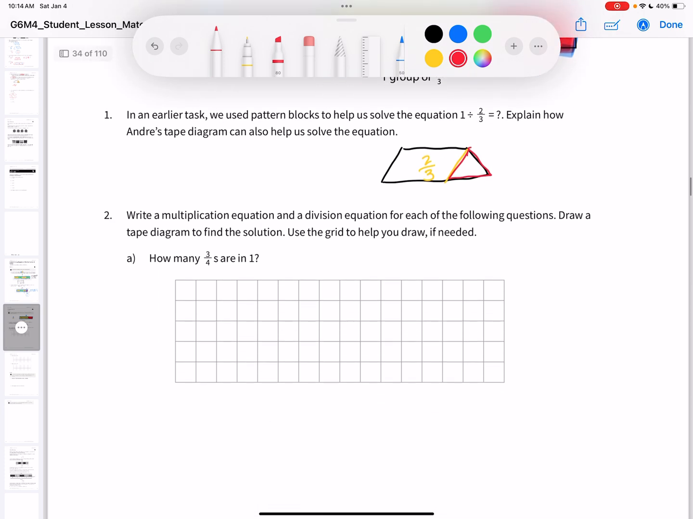All right, write a multiplication equation and a division equation. So both multiplication and division. You make a lot of mistakes and get points off when you don't do both the multiplication and the division equation. So make sure you're doing both. For each of the following questions, draw a tape diagram to find the solution. Use the grid to help you draw if needed. We are definitely going to be drawing these.